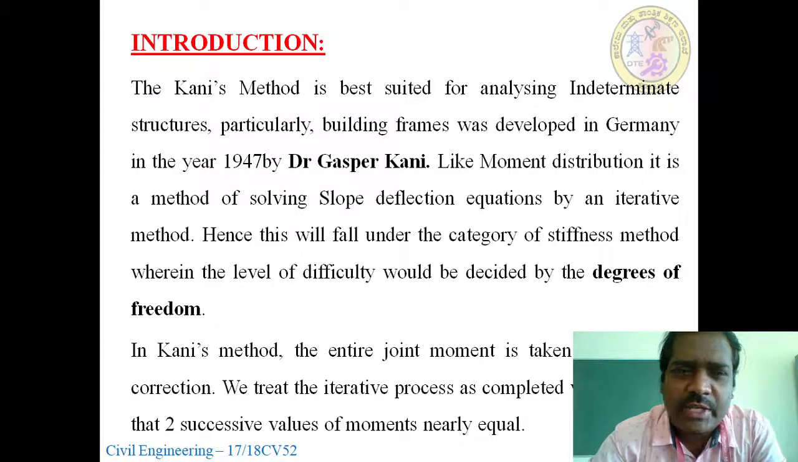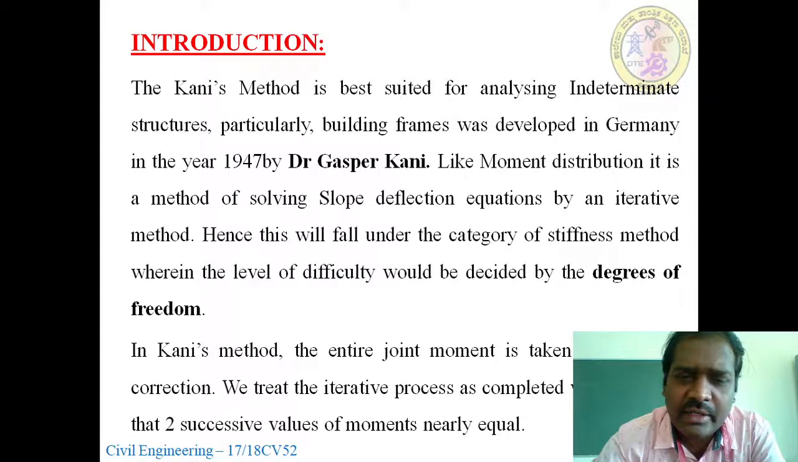Like moment distribution, it is a method of solving slope deflection equations by an iterative method. So we'll go with iterations 1, 2, 3, 4. That will be the procedure. Hence, this falls under the category of stiffness method, wherein the level of difficulty is decided by the degrees of freedom. In Kani's method, the entire joint moment is taken for iterative correction.